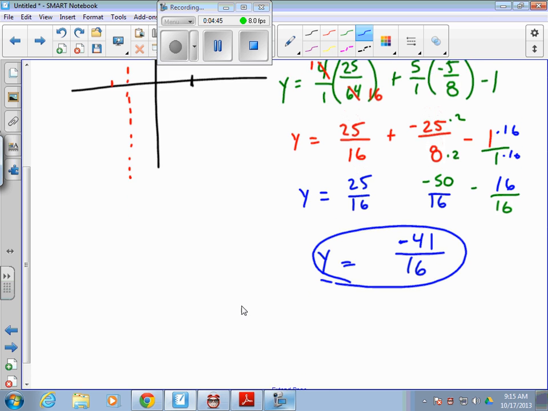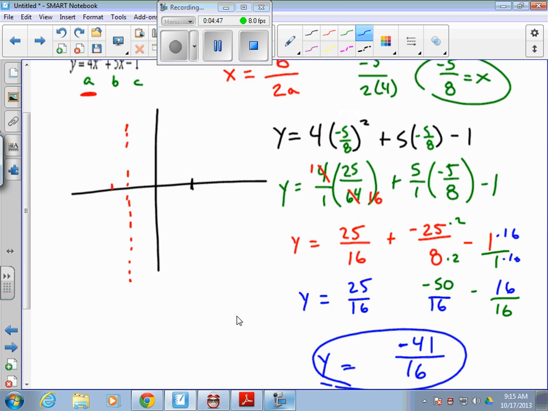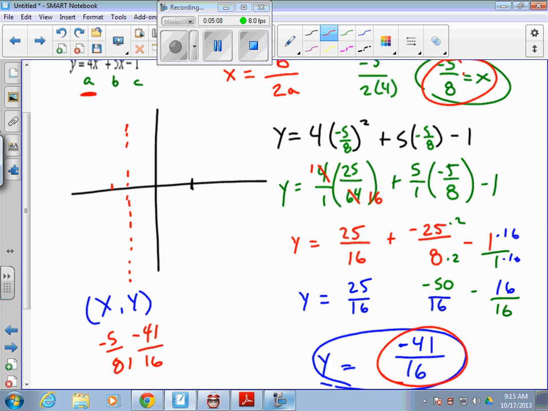Again, not a very friendly value. On the test tomorrow, I'll try to get us integers as best we can. But as you have your x and your y value, your vertex is x comma y. Just plug those values in. X will be negative 5 over 8. Again, that's just going back to the value we found for x. And y is negative 41 over 16. That's just going back to your value for y.